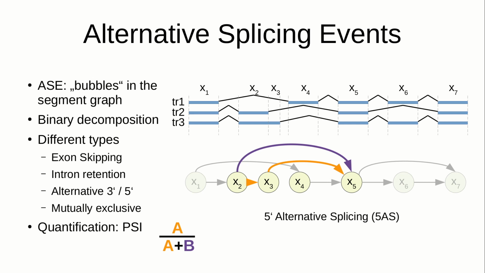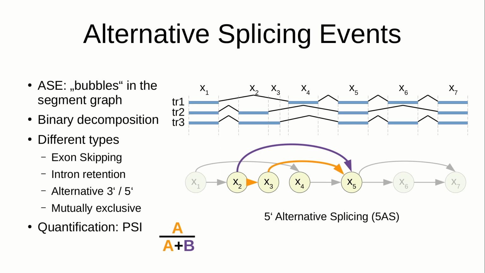Depending on the involved edges, we can classify the event type as exon skipping, intron retention, alternative 3' or 5' splice site, and mutually exclusive exons. All events can be quantified by the percent spliced index, which is the number of reads supporting one alternative over the total number of reads.